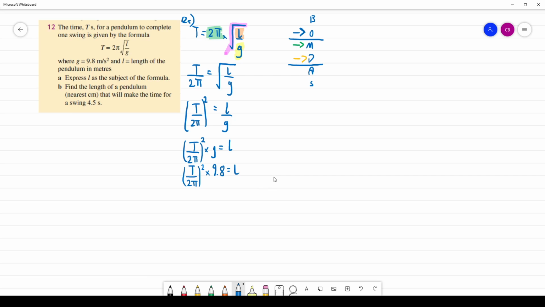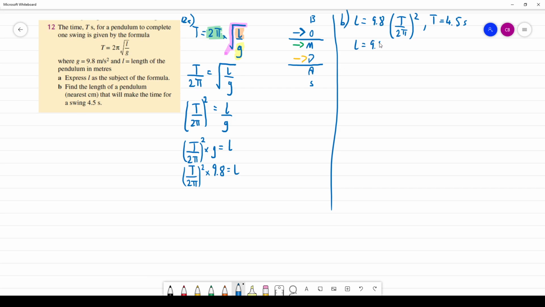Now for B, find the length of the pendulum to the nearest centimeter that will make the time for a swing 4.5 seconds. So we need to calculate now. Just put a line there. B comes after A. We want to find the length. Well, A makes us make an equation for the length, so let's just rewrite it. L equals 9.8 open bracket T over 2 pi close bracket squared. And the question tells us T equals 4.5 seconds, so we just have to substitute that in.